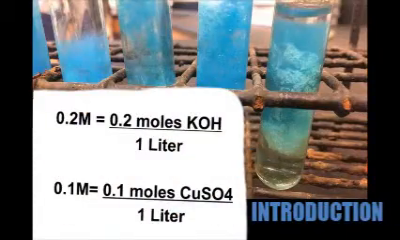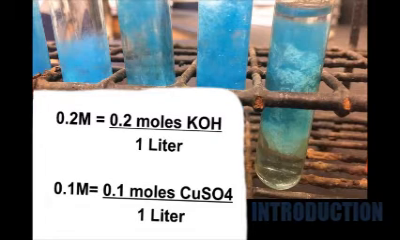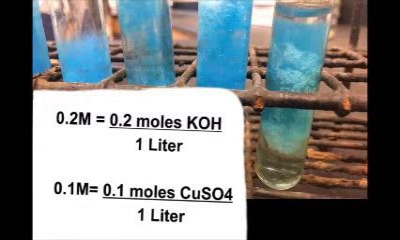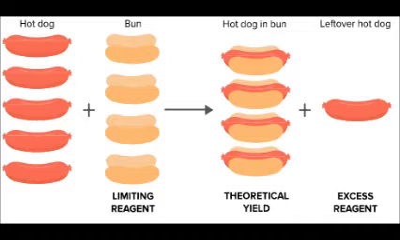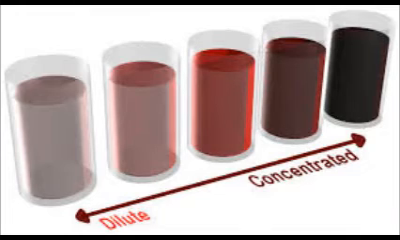The purpose of this lab was to determine the limiting reactant by observing the precipitate formed by copper sulfate and potassium hydroxide, using the mole ratio for each solution. Stoichiometry is a quantitative relationship between amounts of reactants and products. It is based on the law of conservation of mass. So what is concentration? Concentration is the ratio of solute in a solution to either solvent or total solution.